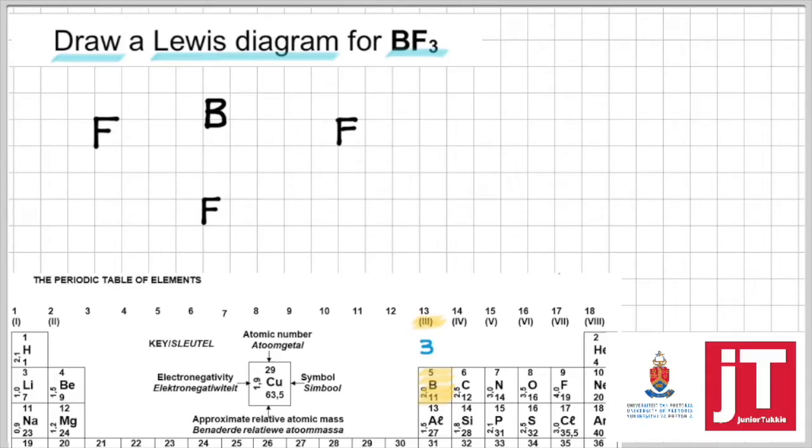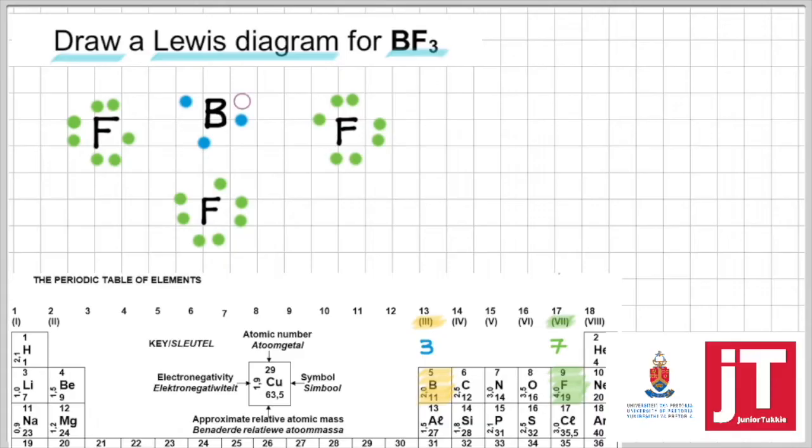electrons, which we can represent around its symbol as either dots or crosses. In this video, I will be making use of dots, as you can see on the screen. Fluorine, on the other hand, is in group 7 of the periodic table, and it therefore contains 7 valence electrons. So we draw 7 dots around each fluorine symbol.